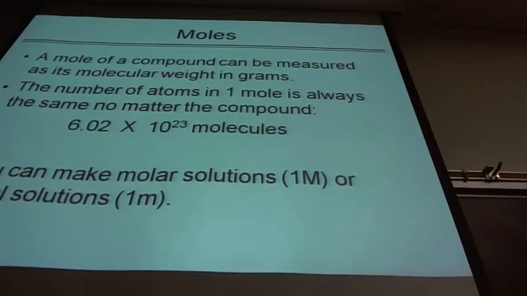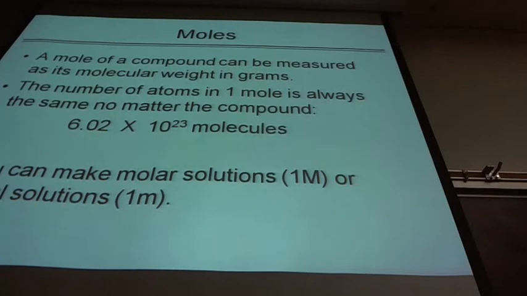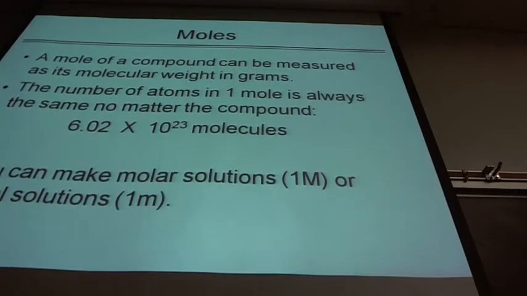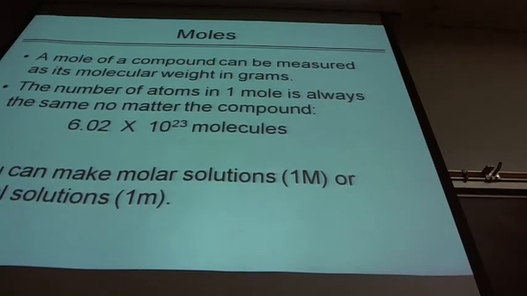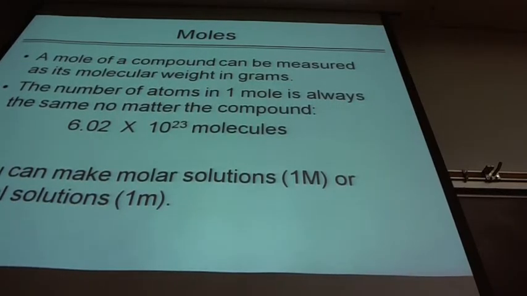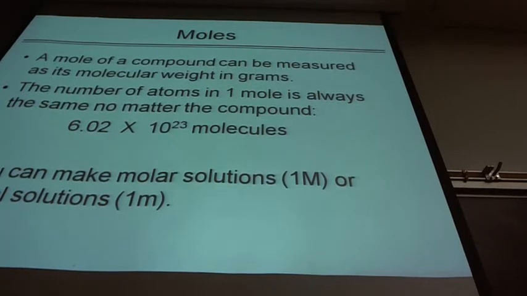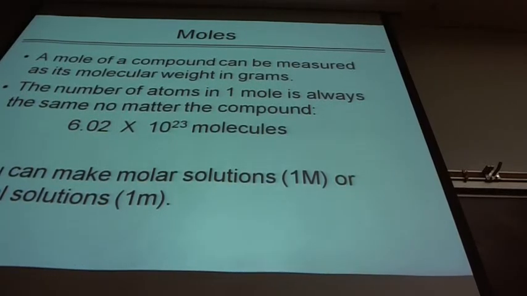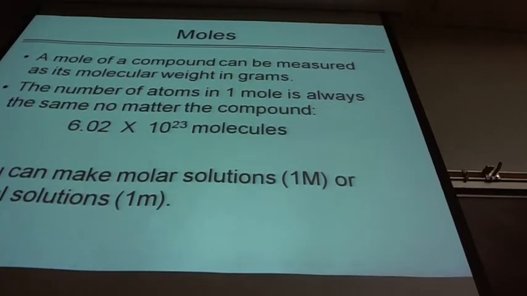That's, what's that? If I get it wrong, you'll let me know, right? That's a 1 molar solution. QS, quantity sufficient to 1 liter. So you throw all this solute in, you add enough water to bring it up to 1 liter. That's a molar solution.